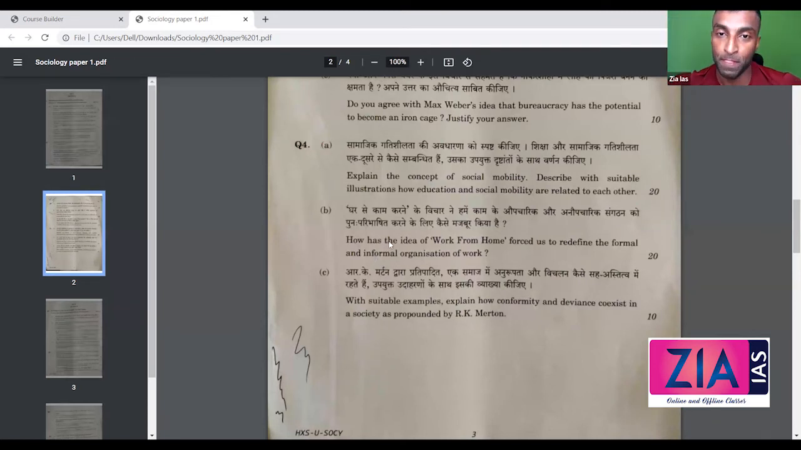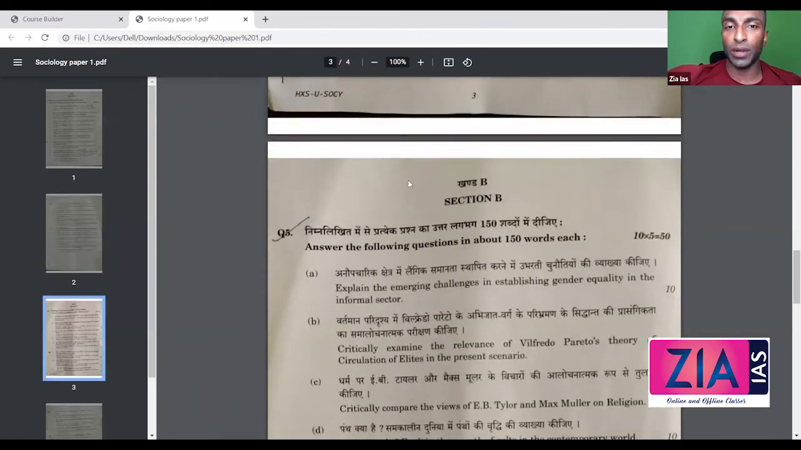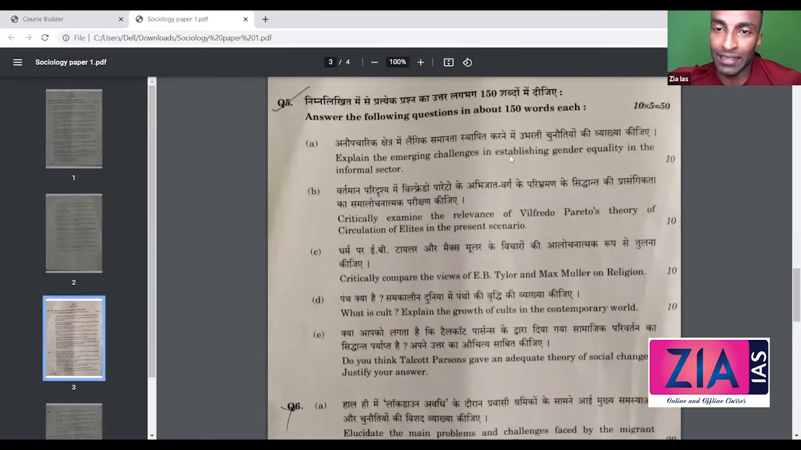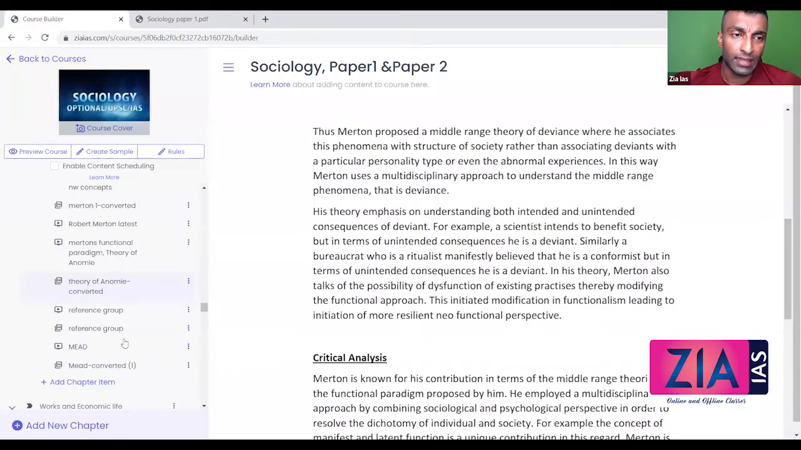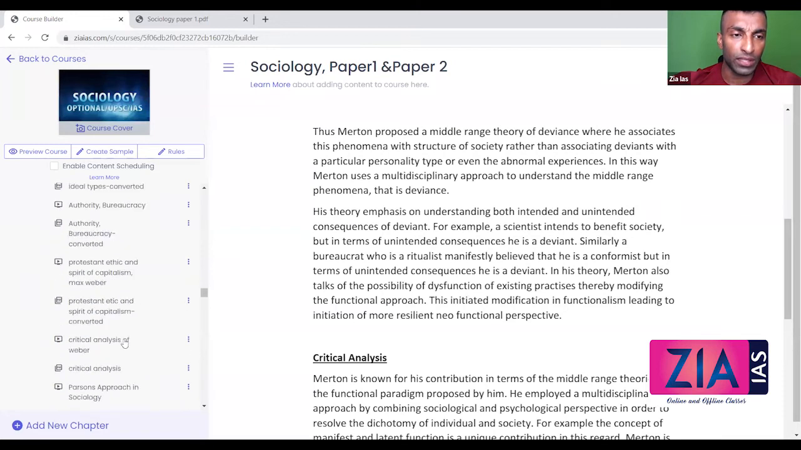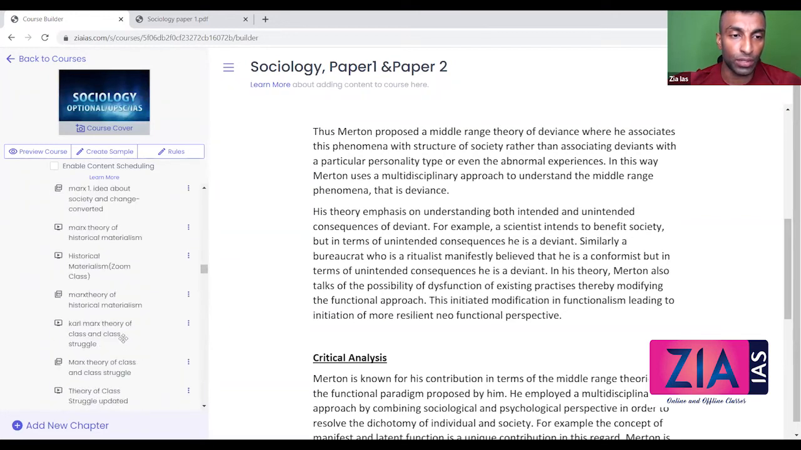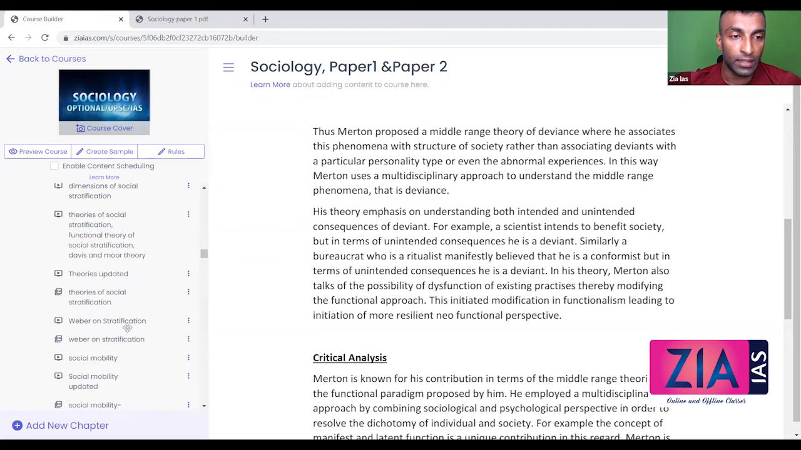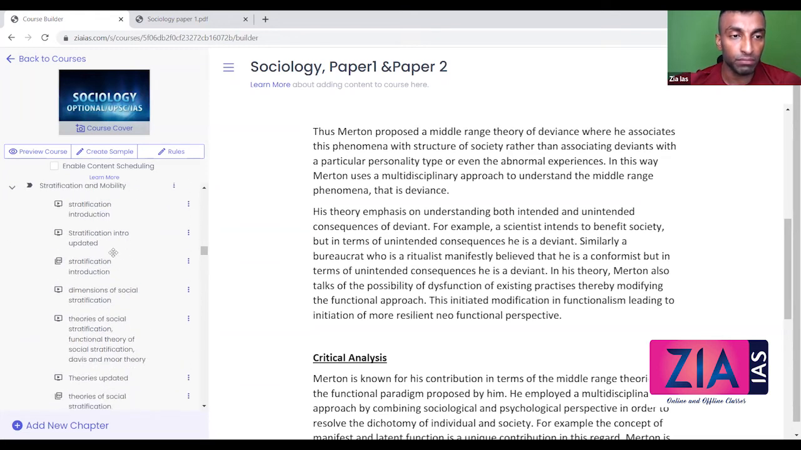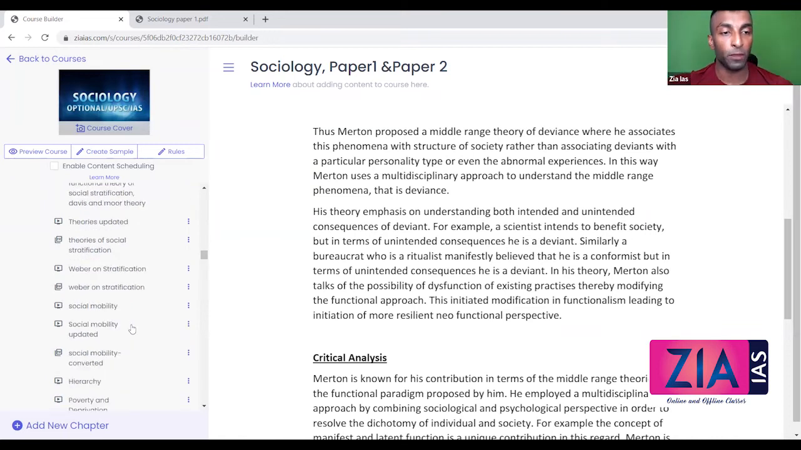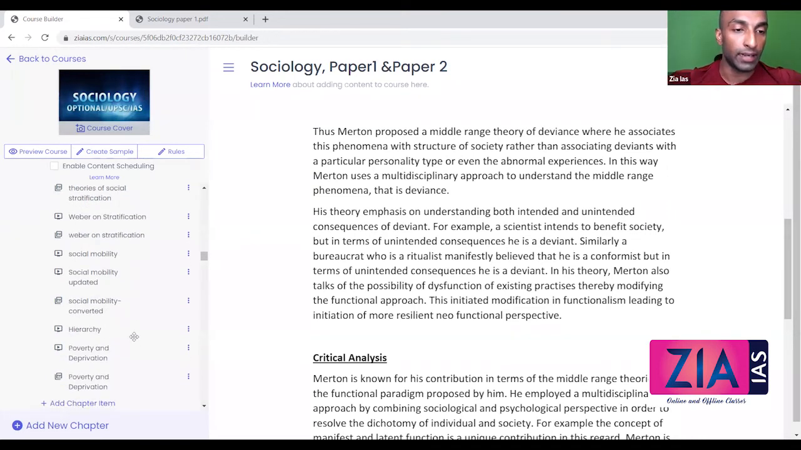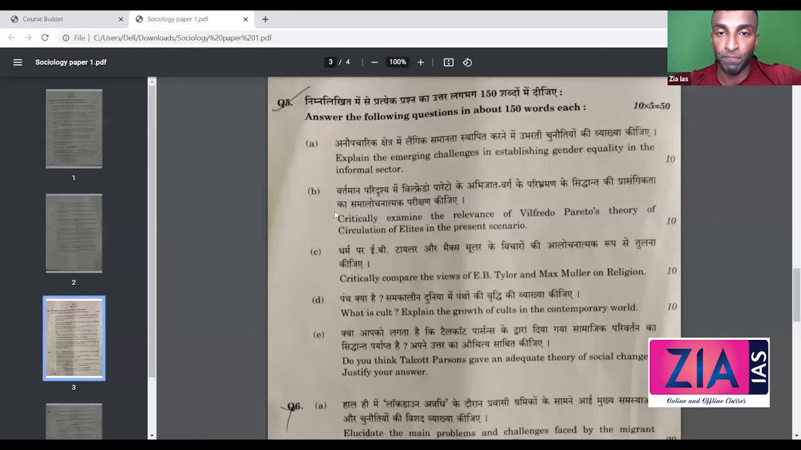Second section. Okay, so now let's look into these questions. Explain the emerging challenges in gender equality in the informal sector. We have discussed the informal sector already, and we have also discussed the chapter on stratification, so you need to take contents from there. This is dimensions of stratification. That's where we discussed gender inequality and everything. At the same time, you have to take from other areas as well, the informal sector also.